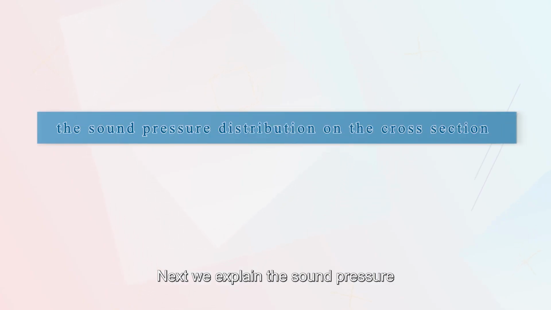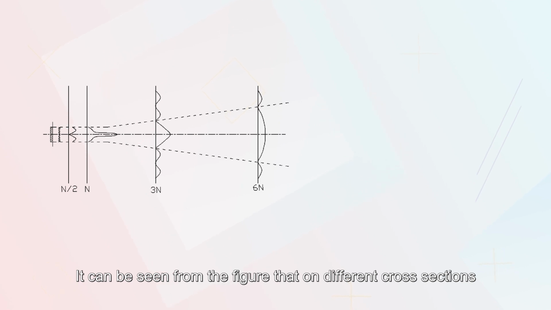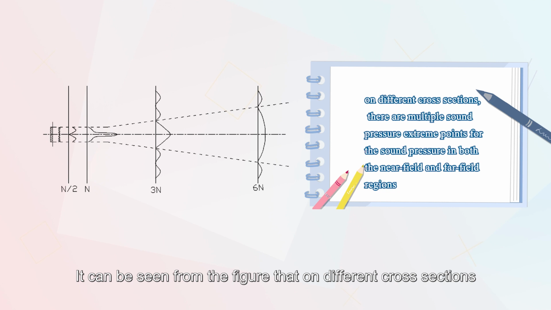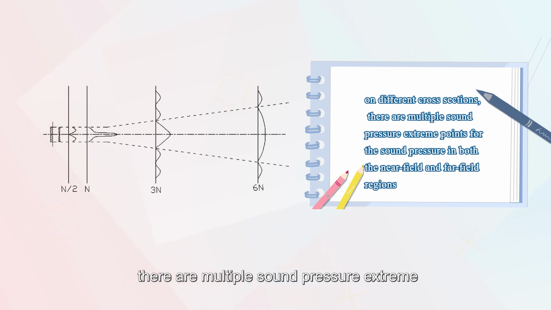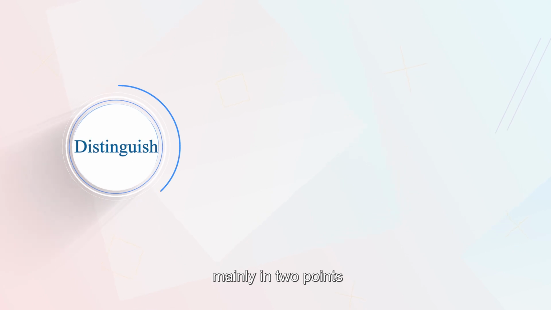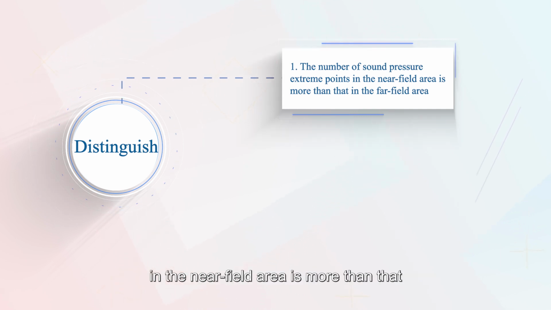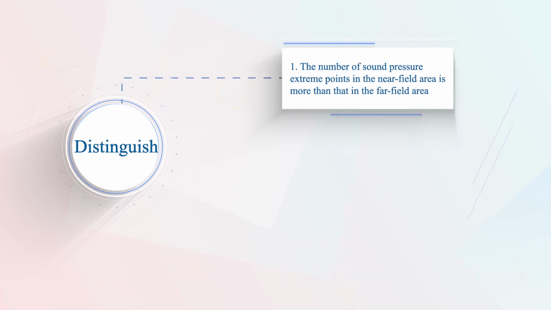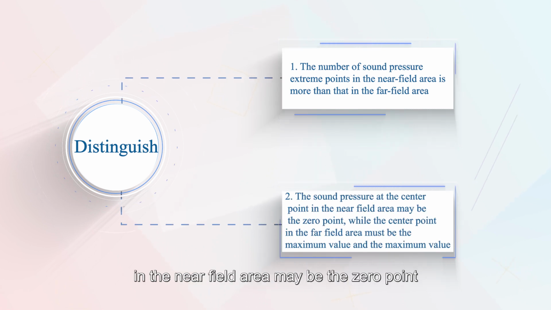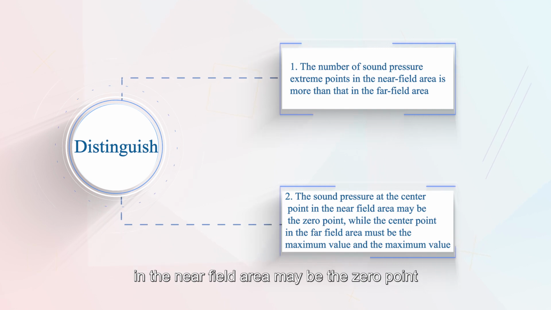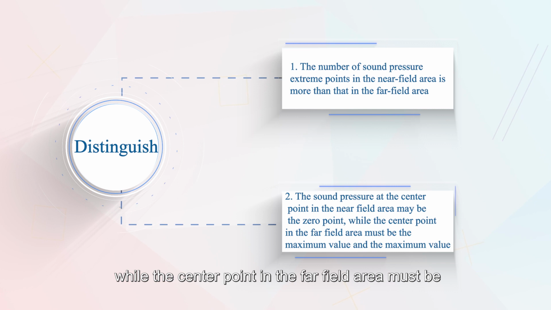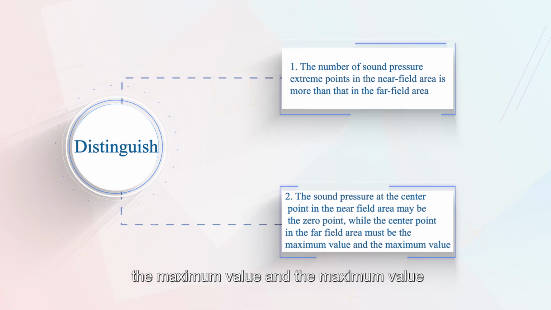Next, we explain the sound pressure distribution on the cross-section as shown in the figure. It can be seen from the figure that on different cross-sections there are multiple sound pressure extreme points for the sound pressure in both the near field and the far field regions. But they are also different, mainly in 2 points. 1. The number of sound pressure extreme points in the near field area is more than that in the far field area. 2. The sound pressure at the center point in the near field area may be the real 0 point, while the center point in the far field area must be the maximum value.